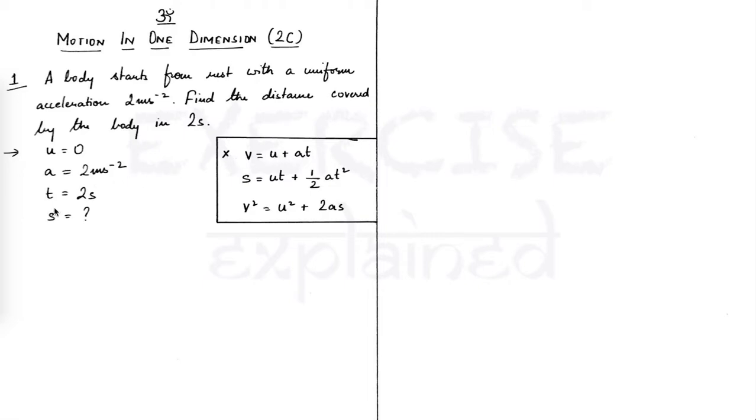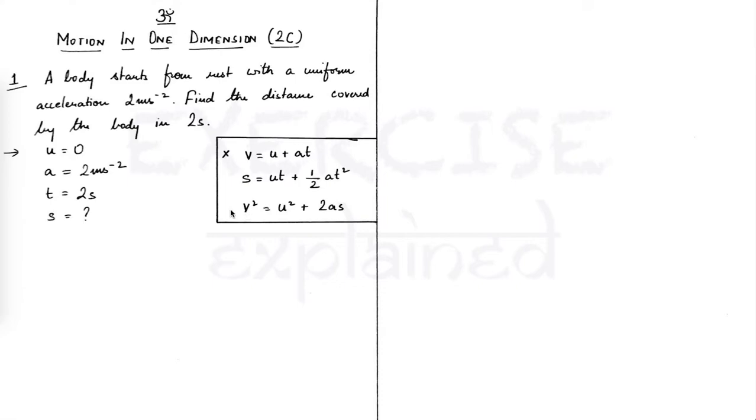Now the question has asked to find displacement. These are the two equations which have displacement. So let us compare this. S we need to find, so there is one unknown quantity. U is given in the equation here. T is there in the question. A is there in the question. T is again there in the question. So we can definitely use this to find the value of S.